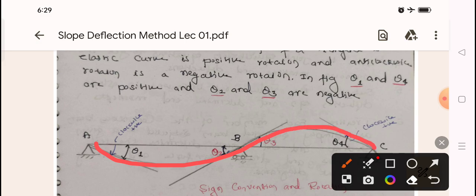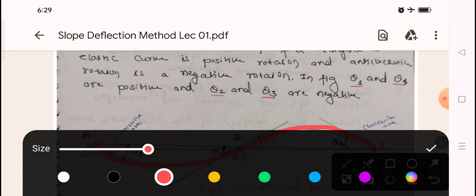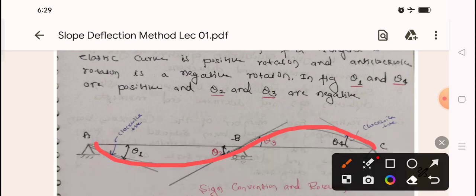For this curve, if I draw a tangent, the theta with respect to this beam is the slope. It is in the anti-clockwise direction with respect to this beam, the arrow mark is anti-clockwise. If it is clockwise, I will take positive. If it is anti-clockwise, I will take negative. Same thing I will take.